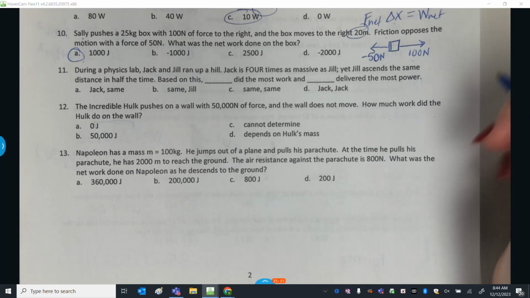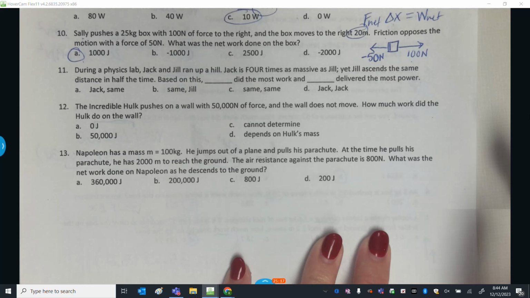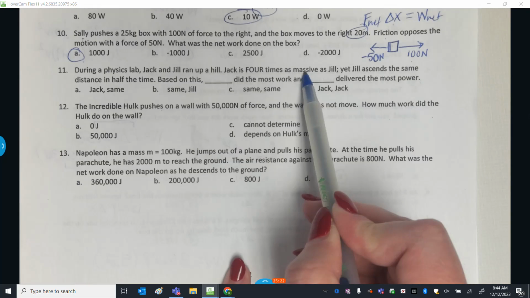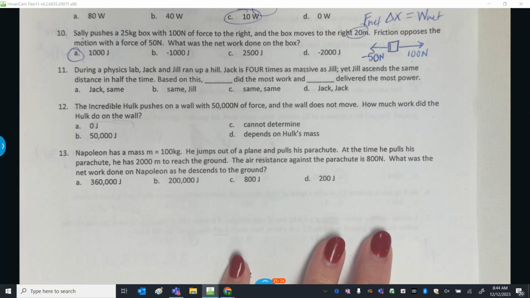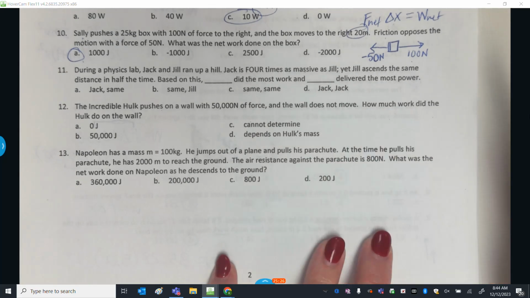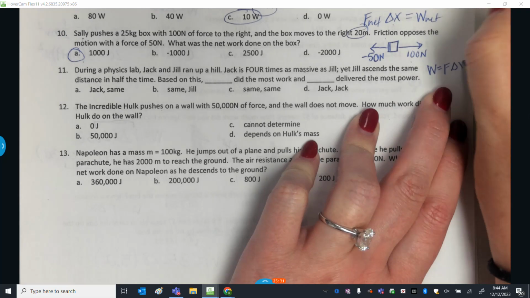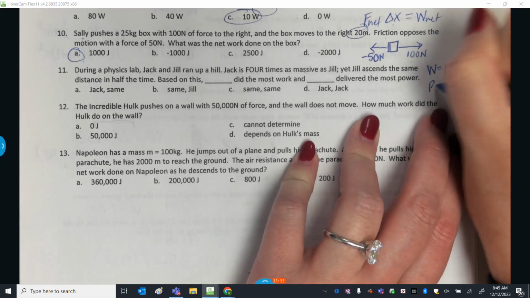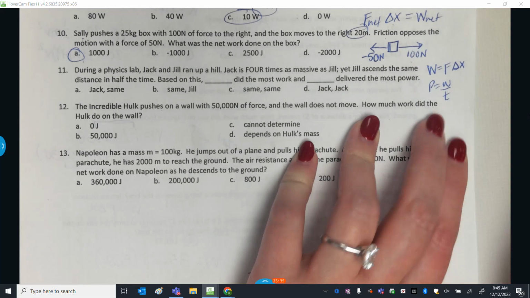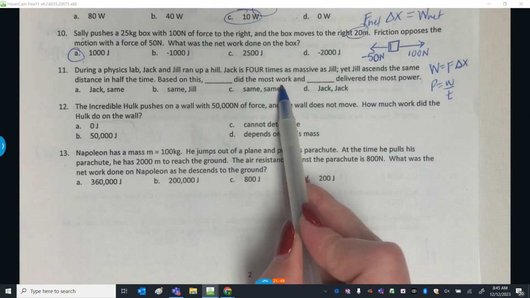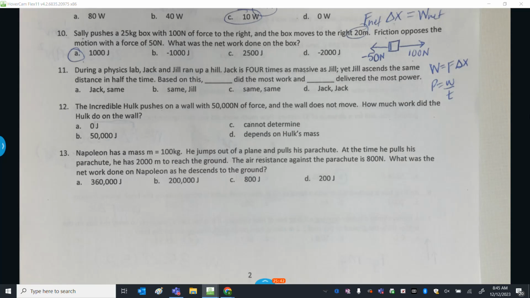This is asking us to look basically at proportional reasoning. What is the effect of changing the mass? What is the effect of changing the time? We're just trying to figure out who does more work and who has more power. So work is force times displacement. Power is work divided by time. Taking a look at this, work only depends on force and displacement. So the fact that Jill does it faster doesn't affect the work at all. That has no effect on work.